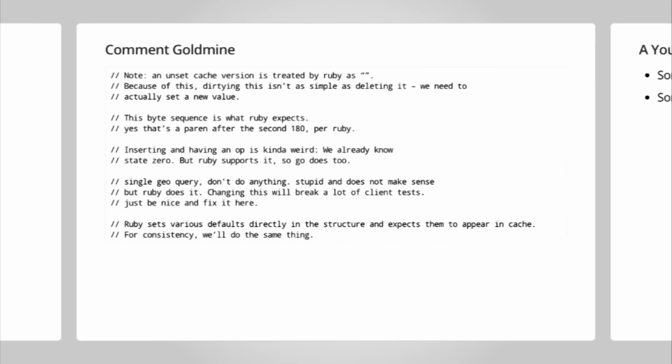So we slowly started to rewrite, and our code base started to have funny looking comments like this because at times we didn't understand why Ruby did something. For example, this byte sequence is what Ruby expects. Yes, that's a pattern after the second 180 because Ruby, so on and so forth.